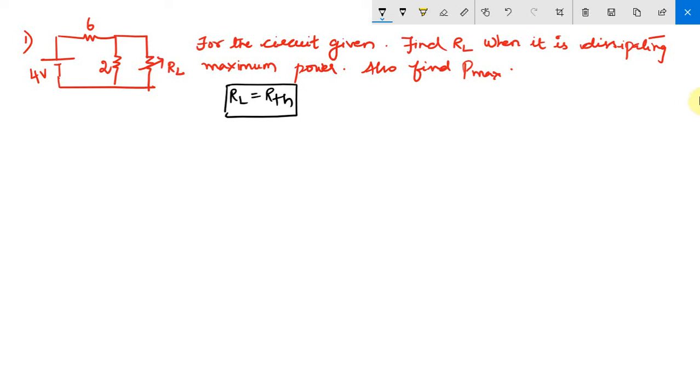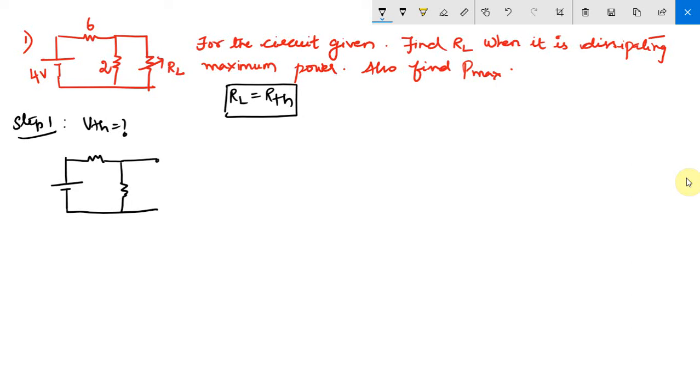So at first, step 1, we need to find VTH. What we have to do for VTH is remove your load and leave it open. For the maximum power transfer theorem, we use Thevenin's theorem as the base. I have already posted one more video regarding Thevenin's theorem, where you can check how to find VTH and RTH. So we are going to find VTH and RTH, which are the base for the maximum power transfer theorem.